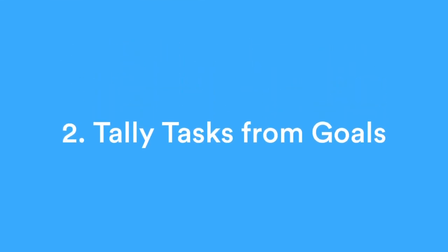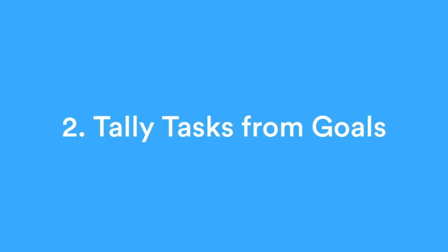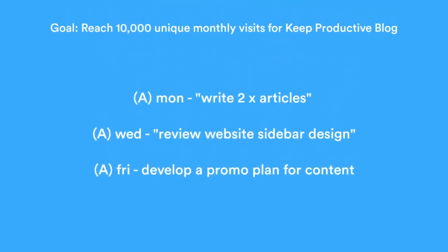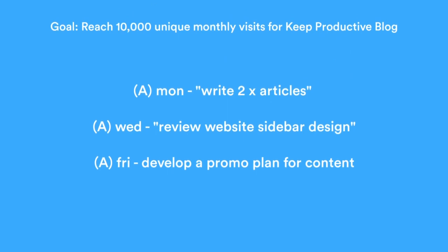So what I will do is I will slowly go down this list. I'll go, okay, let's start with the top one. And I will write out across that week all of the tasks I can do towards that goal. So for example, in that case, maybe I could go, okay, Monday, I need to write 2 articles. Wednesday, I need to improve the UI of the website. And Friday, I need to develop a plan for promotional content of the website. So you get the idea.